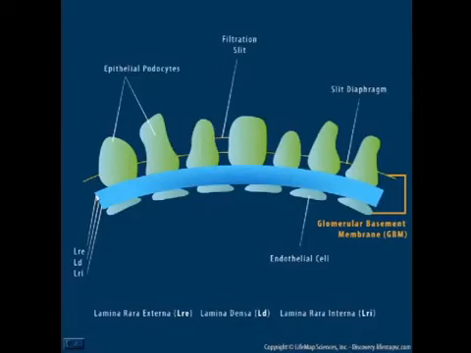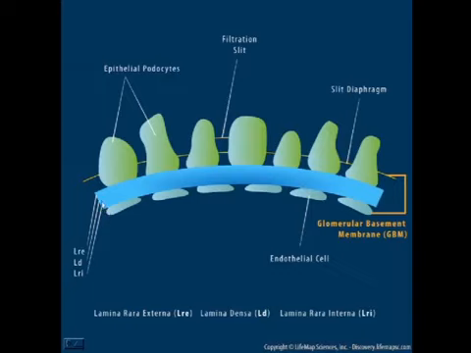Lamina rara externa is the electron-lucent layer adjacent to the podocyte processes. It contains the adhesive glycoproteins laminin and fibronectin, which assist the podocytes to maintain their attachment to the GBM. This layer also contains negatively charged polyanionic glycoproteins that are rich in heparan sulfate and hence specifically prevent the passage of negatively charged molecules through the GBM.